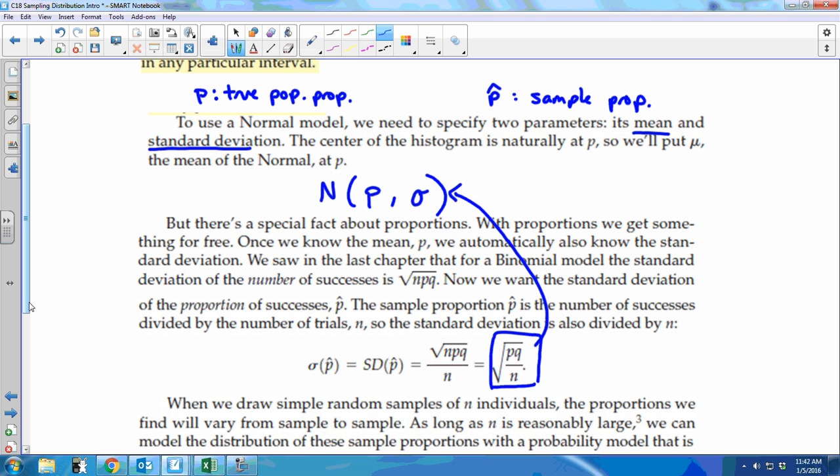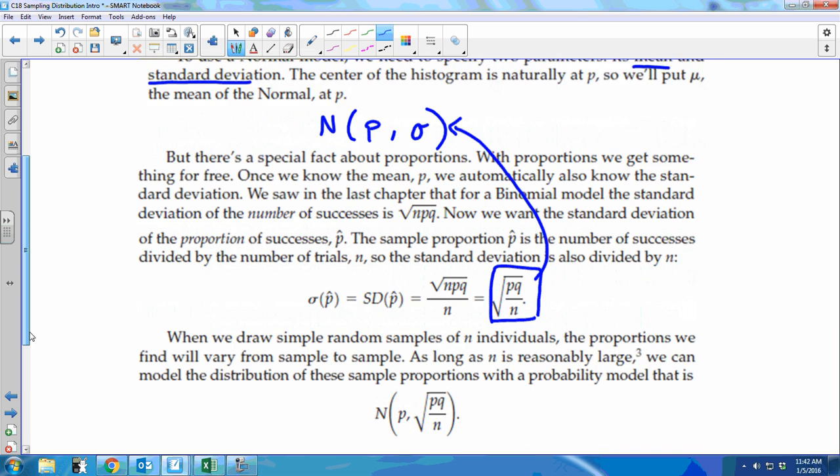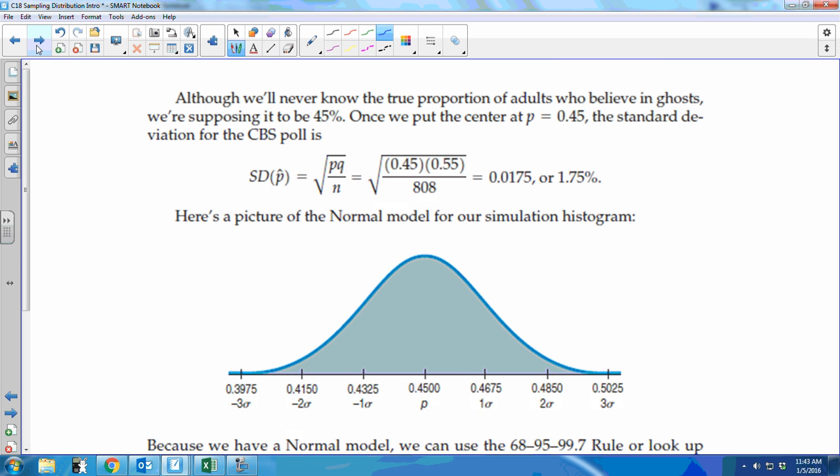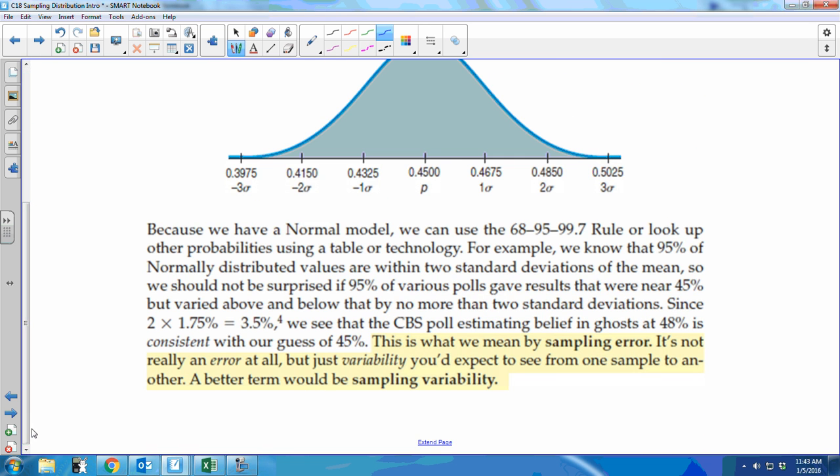We know why we can use a normal model. We're okay with that. And we know the normal model has to have a mean and standard deviation so we can draw it. Right? Okay. So this is just generic. Normal model, mean of p, standard deviation of square root of pq over n. And so if you were going to draw it, you'd have the mean in the middle, and then plus 1 standard deviation, 2, 3. That's all that means. Everyone go with that? All right. So it goes on. This is just the example for the ghosts.